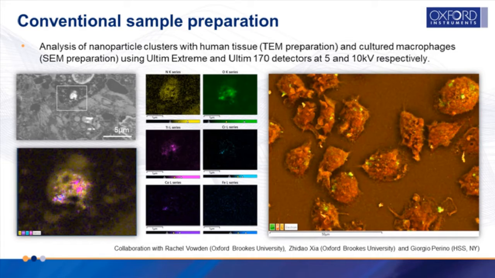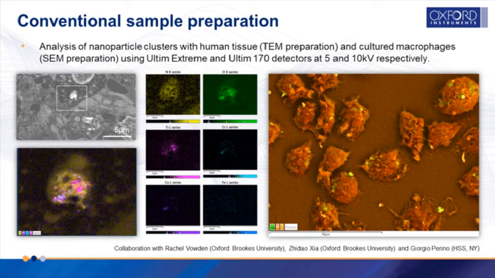You can see that we are detecting titanium, chromium and cobalt nanoparticles within this structure, which is a lysosome inside a cell. On the right we have an image of macrophages that have been grown on plastic discs and fed cobalt nanoparticles. We used a higher kV on these samples to ensure the beam penetrated into the sample to detect the particles, which can clearly be seen as bright green clusters, and this required the use of the Ultim 170 detector. The SEM preparation for this involved fixation, dehydration, critical point drying and coating in carbon.